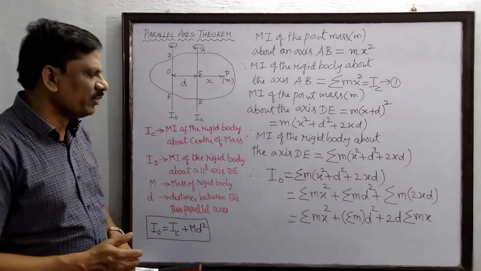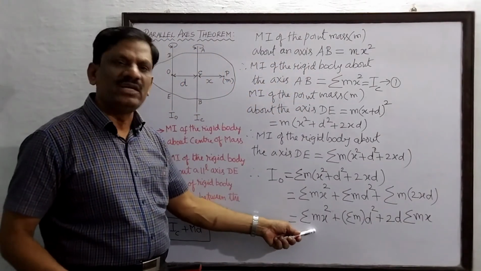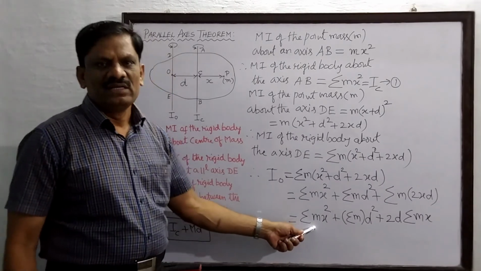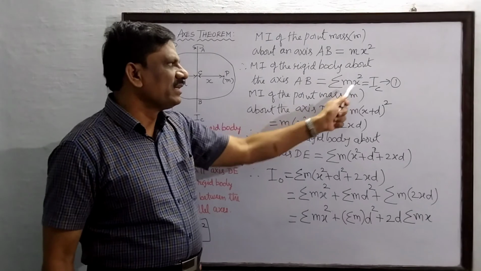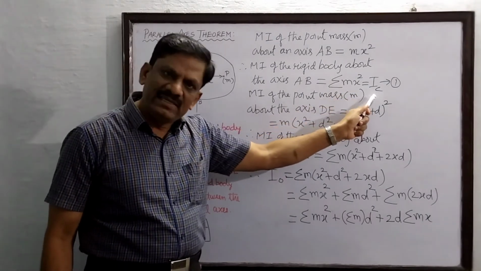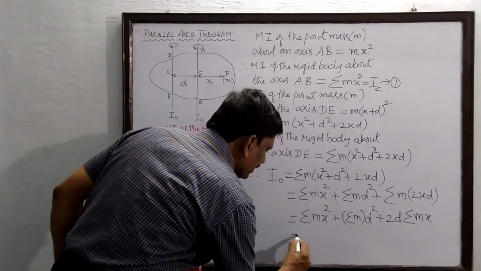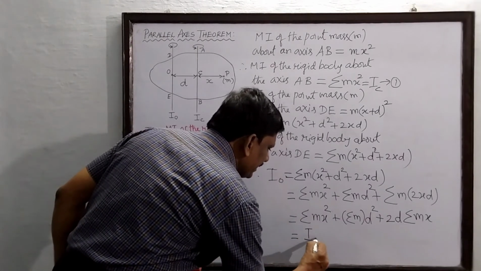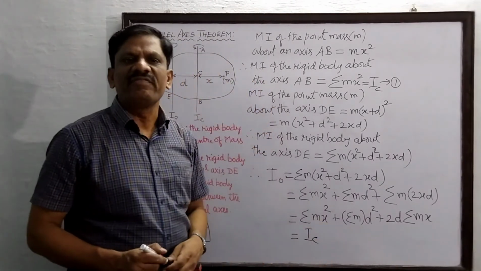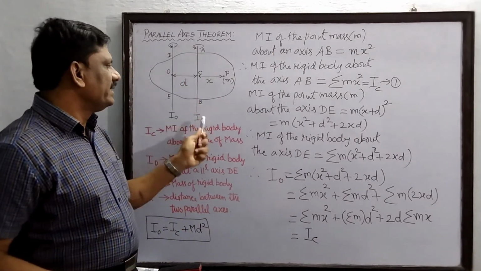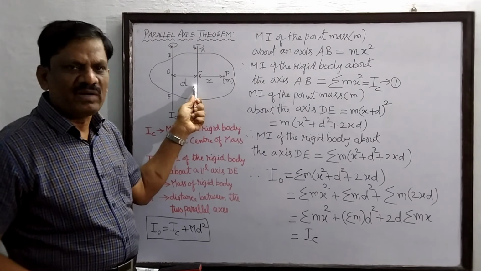Okay, fine, students. Now you look at the right hand side of this equation. The first term is sigma m x square. From the first equation, is it also equal to IC? Is it not? So I will write, this is equal to IC, which is the moment of inertia of the body about the axis AB passing through the center of mass.